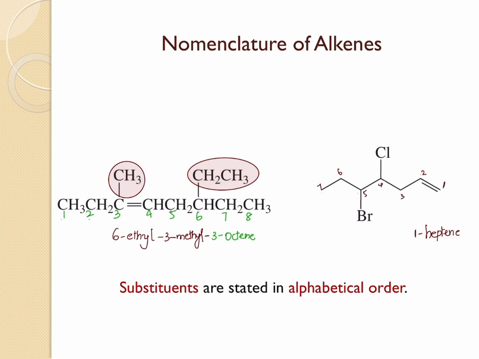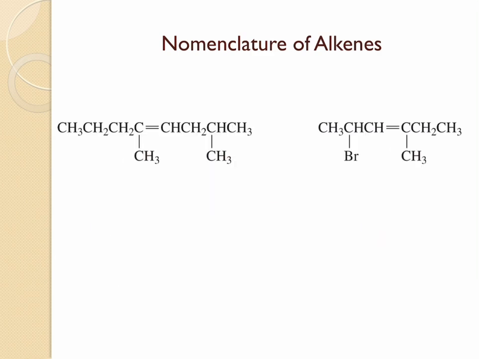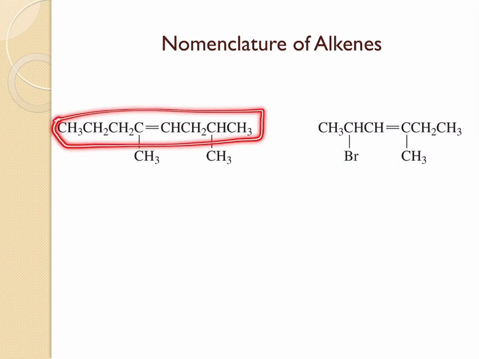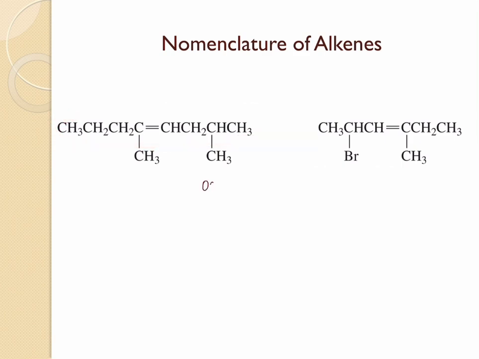And a chlorine is present on the 4th carbon and a bromine is present on the 5th carbon. Arranging them in alphabetical order, it's going to give us 5-bromo, 4-chloro, 1-heptene. Some more examples. Let's find the longest chain in this molecule. This is our longest chain. The longest chain has got a total of 8 carbons and by default this is going to end with octene. That would be the parent name for this molecule.